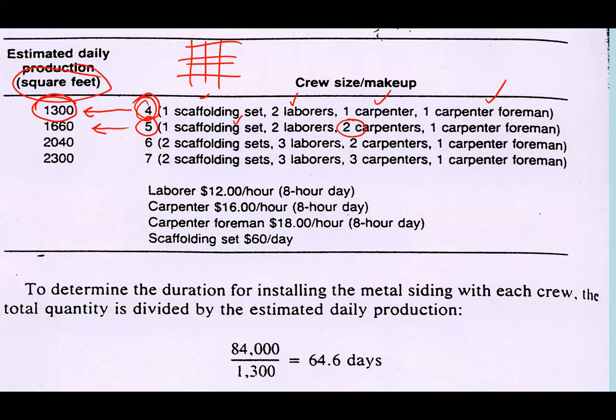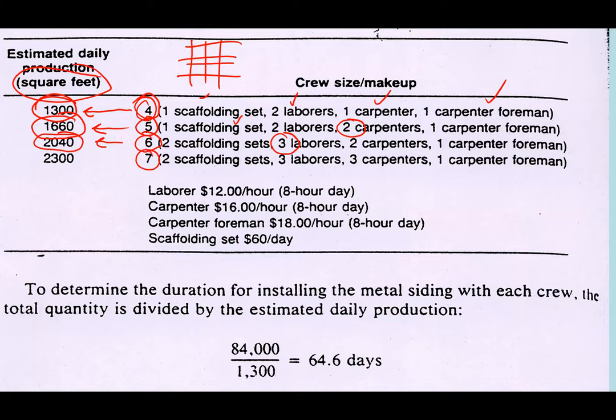What could be the productivity? We can manage to install 1,600 square foot of area of scaffolding. Then what happened if we put one more extra laborer? We call it 6 crew. And then for sure the productivity, or the output capacity of the work, will increase.